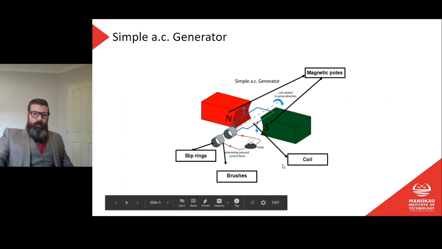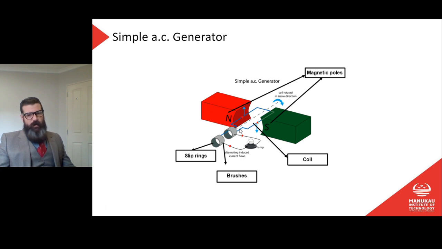And here's our simple AC generator. Now this diagram, we must have seen this 100 times, right? So we should all know this stuff. We have our coil here, that's the blue part in the middle. That's going to turn around and around. We have on the outside 2 magnetic poles. One is north, one is south.